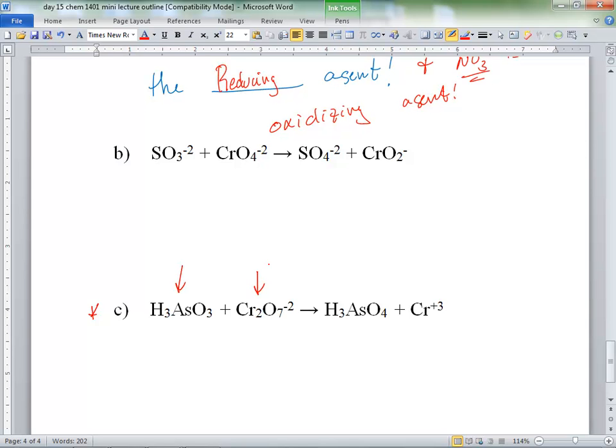Why? It's all by itself on the product side. So it's half of the work is done for you. So chromium is going to end up with what oxidation state? +3. Chromium is going to end up at +3. So let's just figure out what chromium is in its compound on the reactant side, and then we can figure it out. So Christine, what would you do first here to figure out chromium on the reactant side?